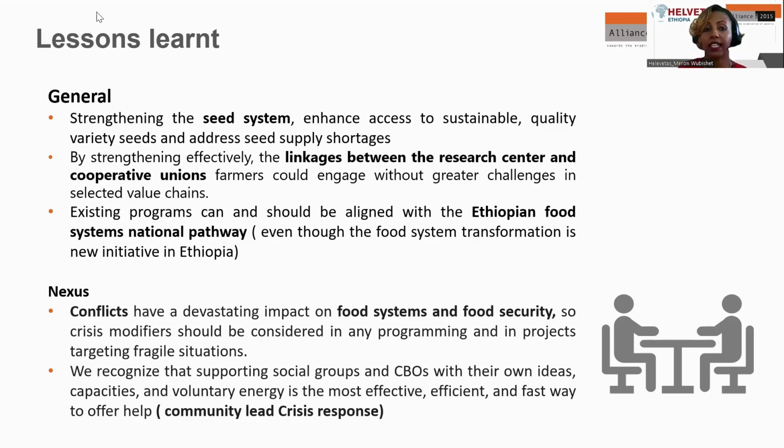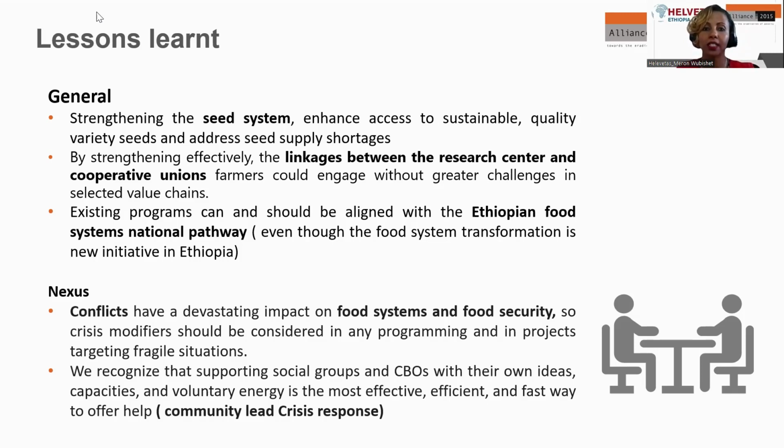We learned that existing programs can and should be aligned with the Ethiopian Food System National Pathway. Even though the food system transformation is a new initiative in Ethiopia, at least in the previous slide, we tried to reflect that it tries to fit into the initiative. So this is also a learning that we wanted to reflect on.